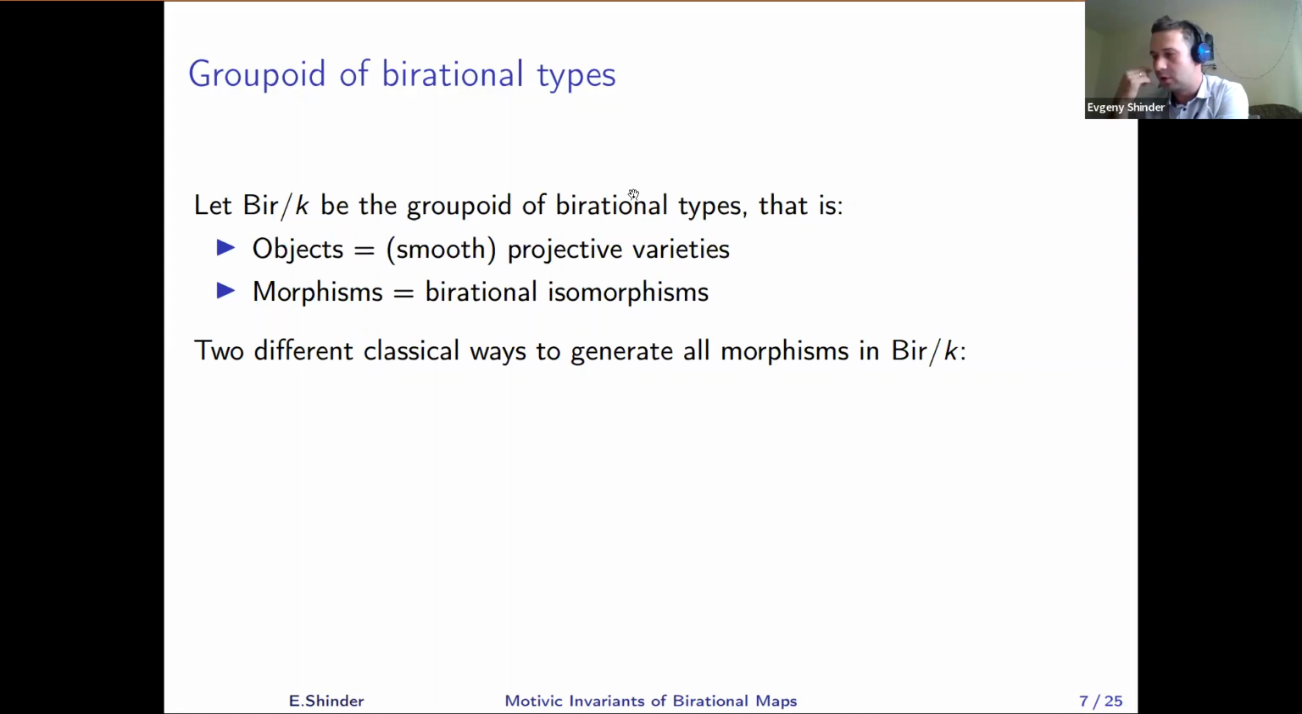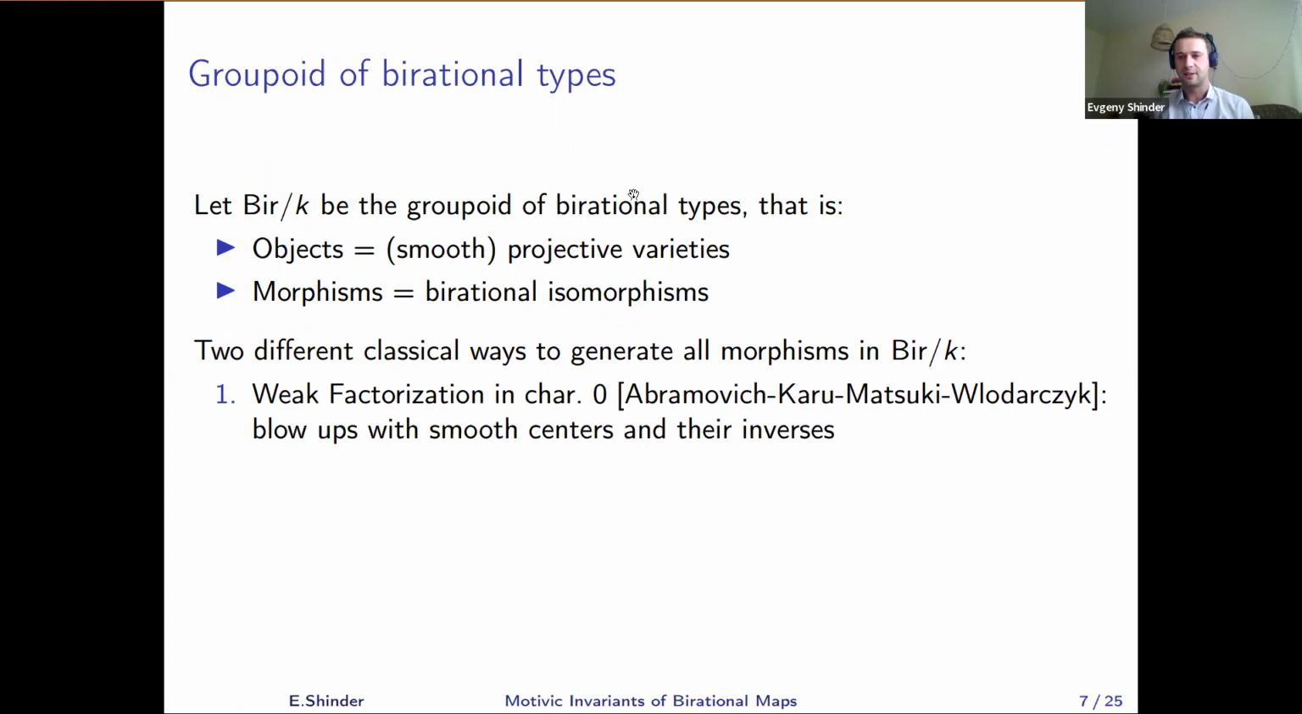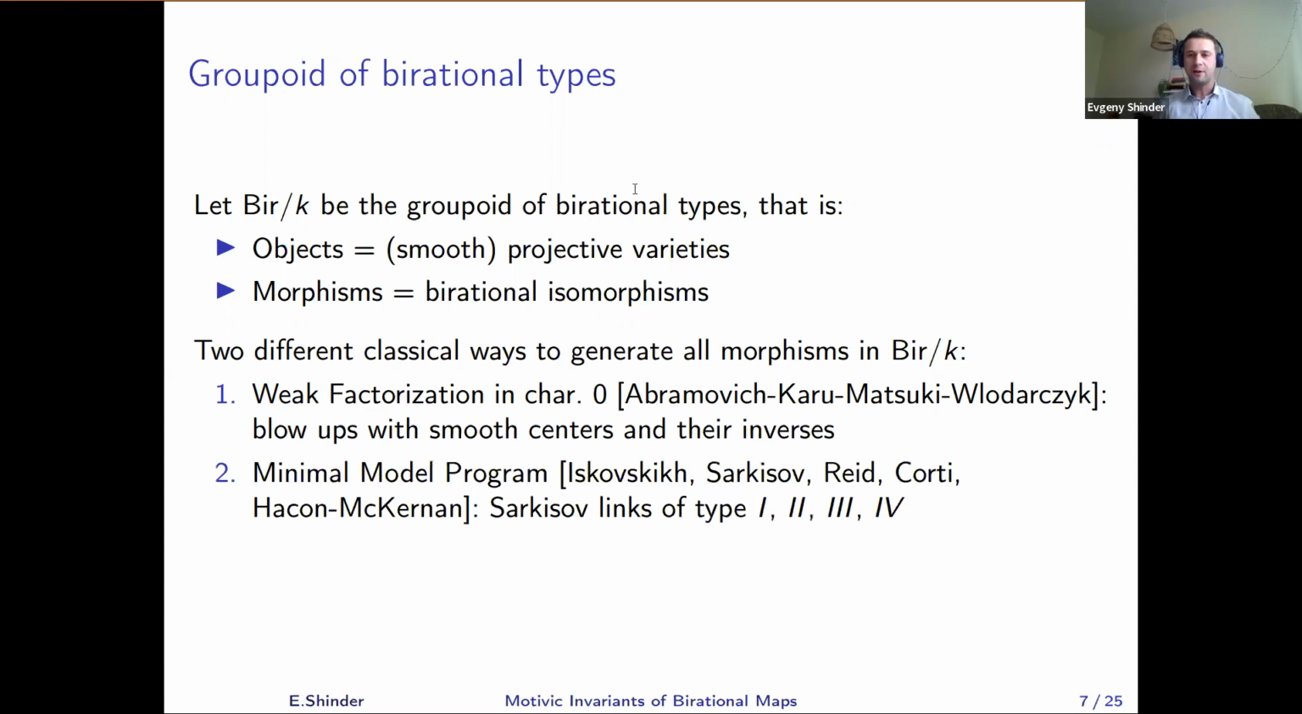And there are two essentially different ways to decompose morphisms in this groupoid. The first is the weak factorization theorem, that between smooth varieties, birational maps are decomposed into blow-ups and blow-downs with smooth centers. And that's one powerful way to prove things about birational maps. And the other, which is totally different, is that of the minimal model program, where varieties are expressed as Mori fiber spaces, and morphisms between them are expressed in terms of compositions of Sarkisov links of certain type. So there's a kind of two different ways of factoring morphisms, and in the talk we'll be using both of them.